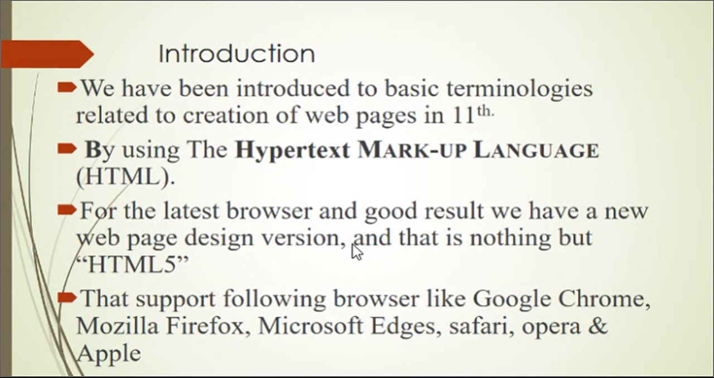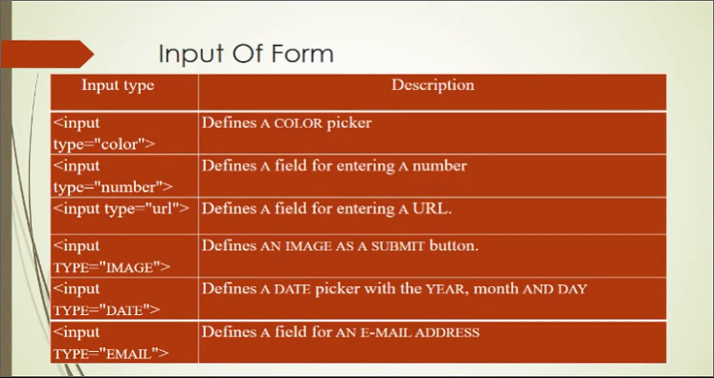That is nothing but HTML5, which supports the following browsers: Google Chrome, Mozilla Firefox, Microsoft Edge, Safari, Opera and Apple. This HTML5 again consists of a form, and when we are going to write anything into the form we need some inputs of the forms. So HTML5 introduced some new input types. The first input type is equal to color. When we want to define a color picker, at that time we can use input type is equal to color. Next, input type is equal to number.